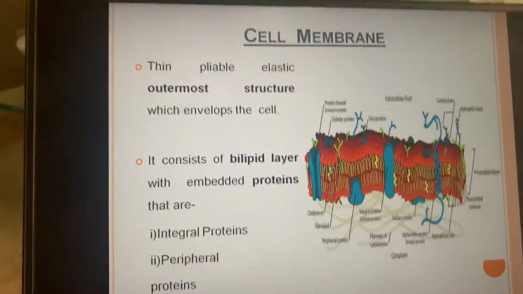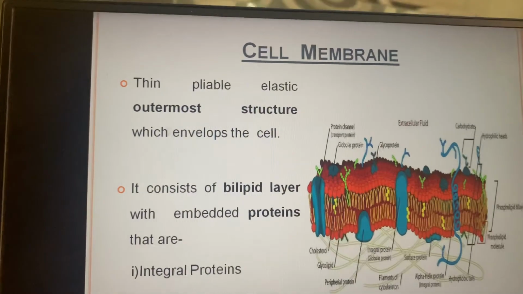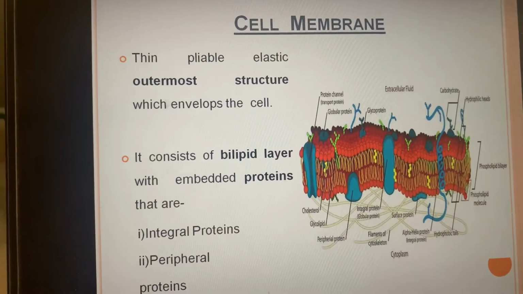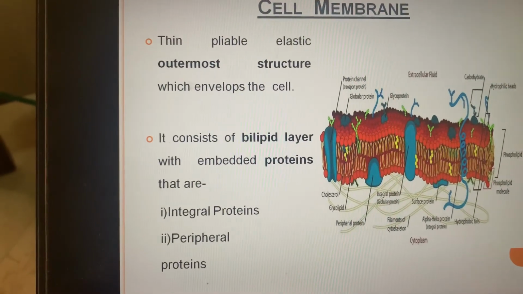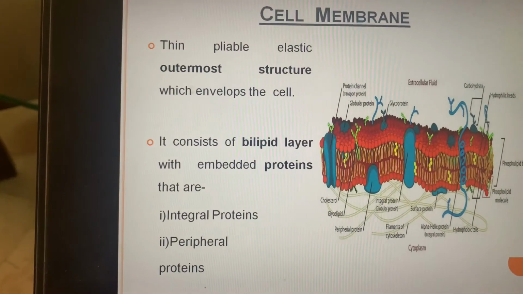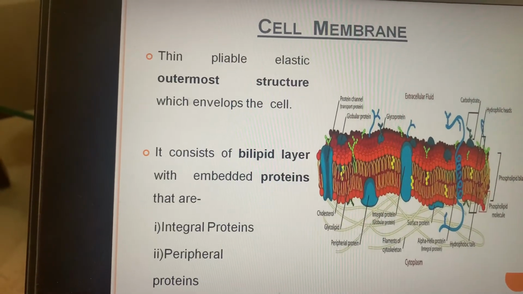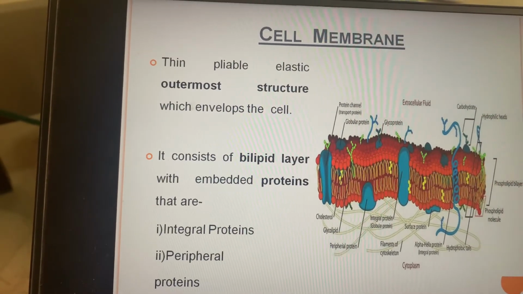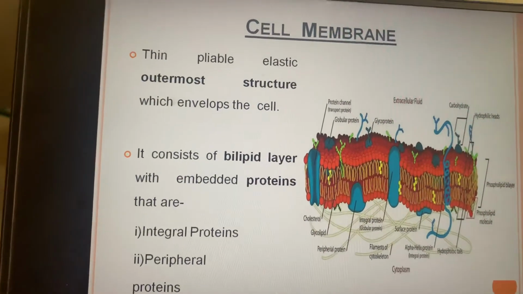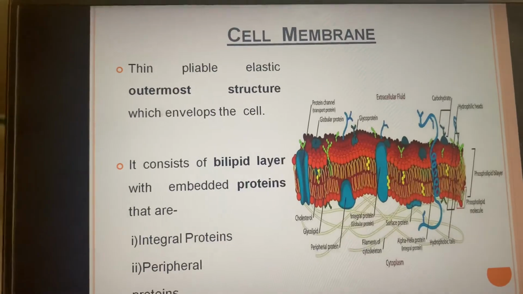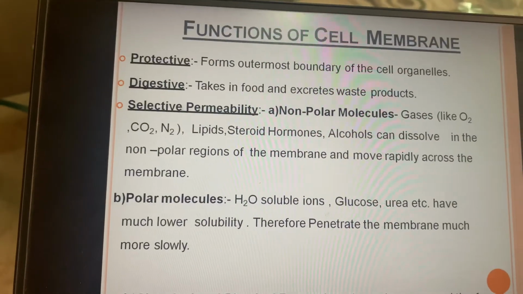Cell membrane: thin, pliable, elastic outermost structure. We have already studied the lipid bilayer structure, the cell membrane structure, how the hydrophilic ends orient themselves, and how it transfers different fluids in and out of the cell. So this is again one of the lipid bilayer structures.